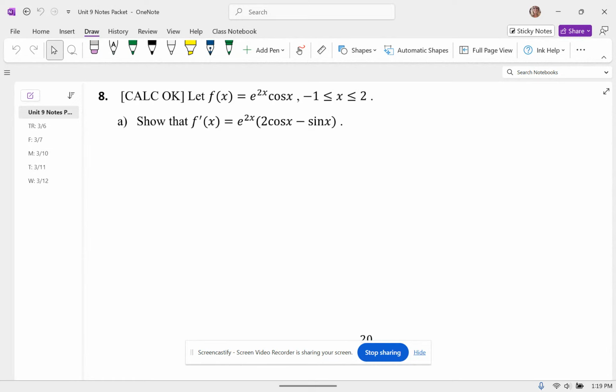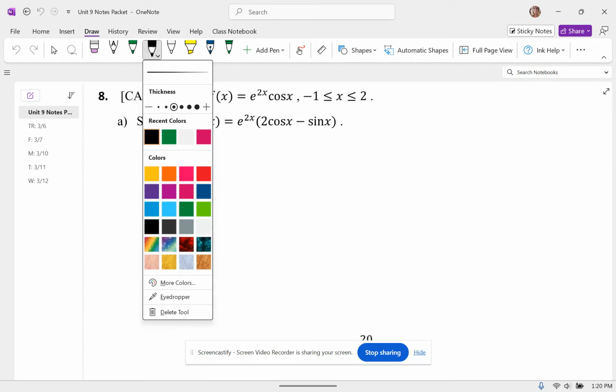It's fine. Okay, question number 8. Connor, since you're a dragon, would you like to read for us? 8. Calc okay. Let f of x equal e to the 2x times cosine x, from negative 1 to 2. All right. Now, what are we supposed to do with that? So what are we supposed to do with f of x? We got to find the derivative. Thank you, Sierra.